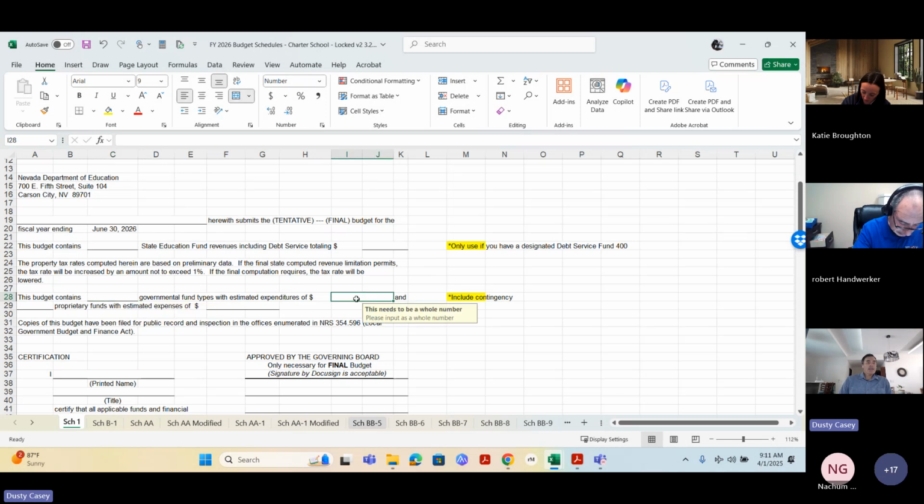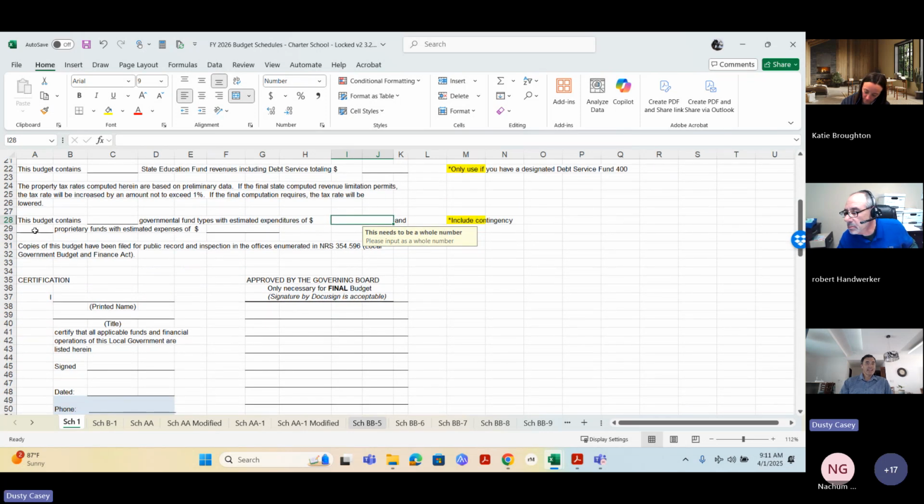And then in cell I-28, this is the total of all your funds, excluding proprietary funds. I'll get to those in a second. This would be your total expenditures for all funds, including capital projects, and including contingency. So if you are a school that sets aside up to the maximum of 3% contingency or somewhere in that range, 0 to 3%, you would make sure that this total expenditure line includes your contingency. So that would be the sum total here.